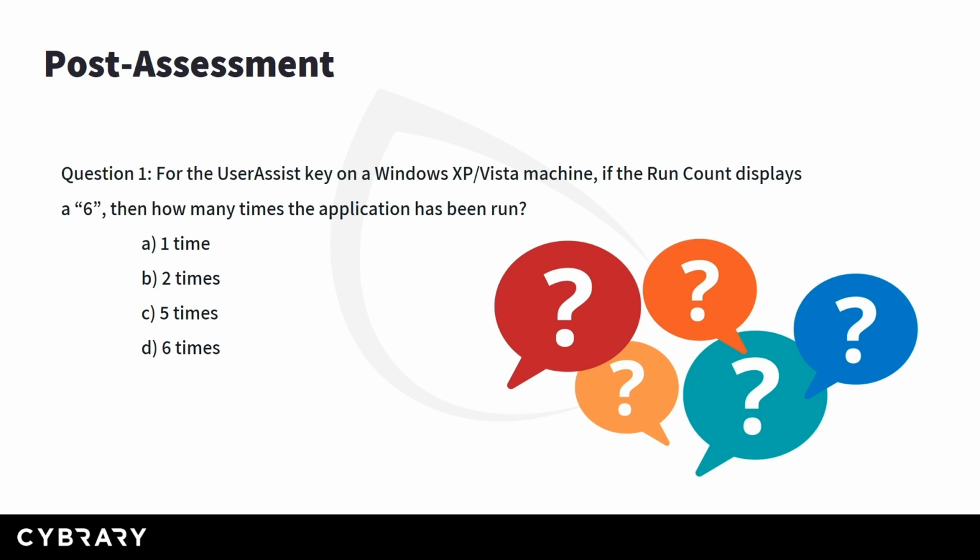Okay, here's a quick question for you. For the UserAssist key on a Windows XP or Vista machine, if the run count displays a 6, then how many times has the application been run? Do you think it's A, 1 time, or B, 2 times, or maybe C, 5 times, or D, 6 times? If you said A, you are correct. On Windows XP or Vista, the run count starts with the number 5 as a default value. Therefore, if the counter displays a 6, the application has only been run one time.